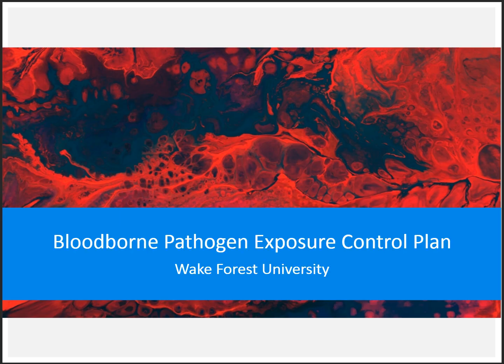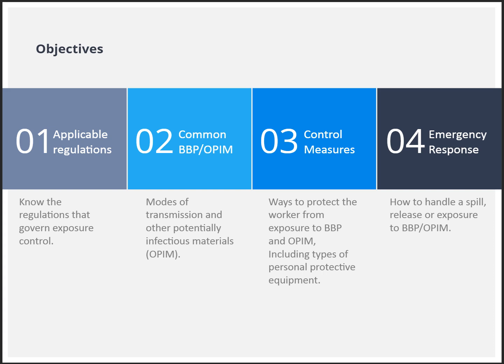Bloodborne Pathogen Exposure Control Plan. The objectives of the Exposure Control Plan are to know the regulations that govern exposure control, understand the modes of transmission and other potentially infectious materials, ways to protect the worker from exposure to bloodborne pathogens and other potentially infectious material, including types of personal protective equipment, and how to handle a spill, release, or exposure.